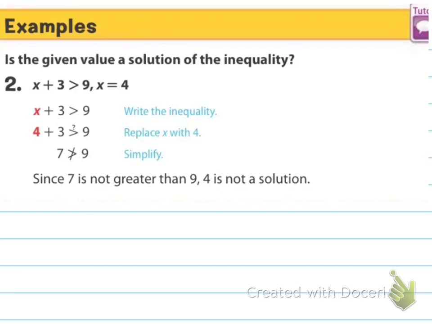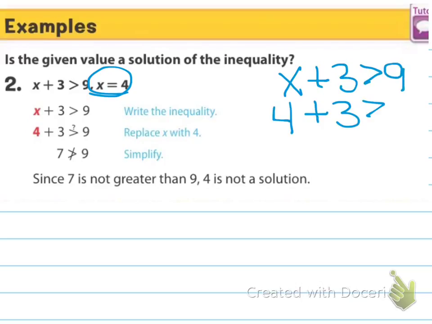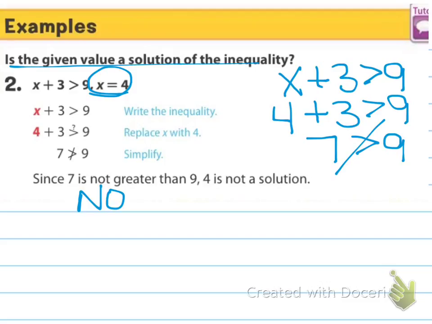So example number 2: is the given value a solution of the inequality? So they're giving us a number. Just like they gave us 3 numbers before, they're giving us one number now. And so we're just going to plug it in. We've got x plus 3 is greater than 9. We plug in the 4, and we say 4 plus 3, that's going to be 7. Is 7 greater than 9? No, that does not work. So the answer is no. Is the given value a solution of the inequality? The answer is no.